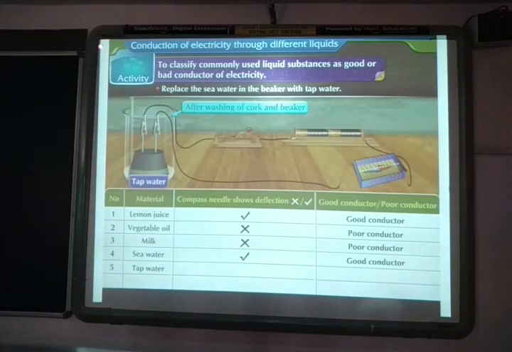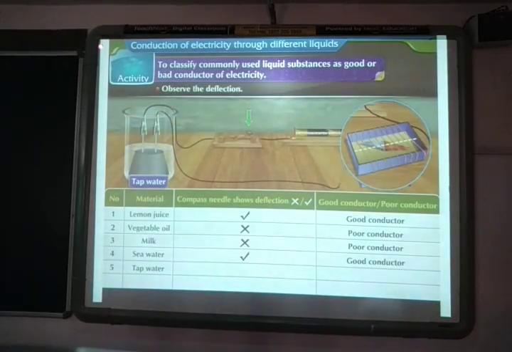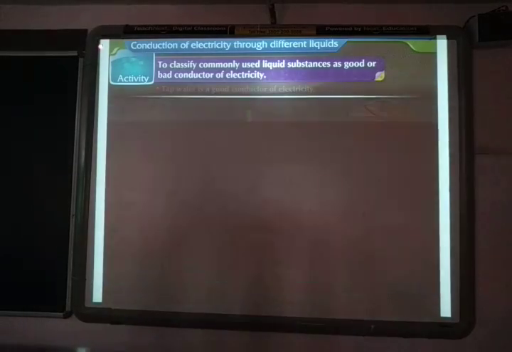Now replace the seawater in the beaker with tap water and observe the deflection. When an electric current passes through the tap water, the magnetic needle shows deflection. Thus, tap water is a good conductor of electricity.